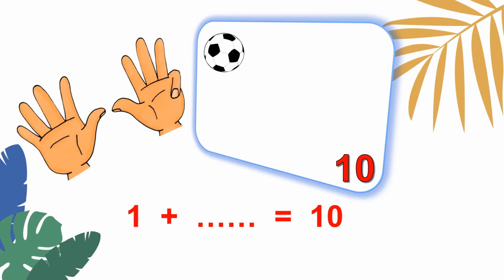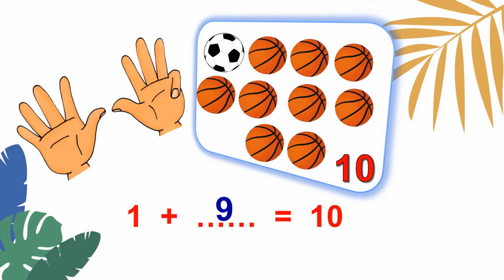To know that, I will hide one finger and count the other. So let's count 1, 2, 3, 4, 5, 6, 7, 8, 9. So 1 plus 9 equals 10. So I have here one pole plus 9 basketballs. Let's count the basketballs. 1, 2, 3, 4, 5, 6, 7, 8, 9. So again, 1 plus 9 equals 10.